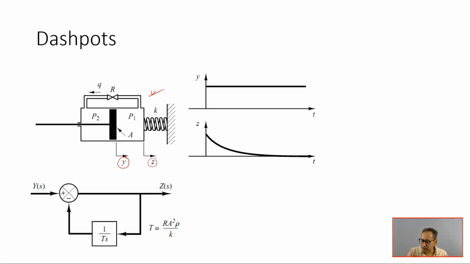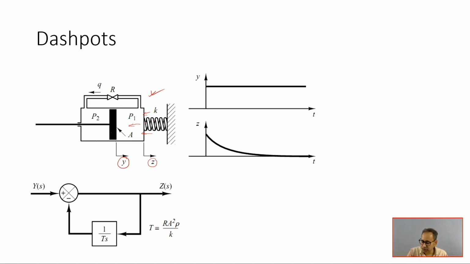But as time proceeds, there will be some spring force acting here, that is the restoring force of the spring. So due to the spring force acting at this particular side, this cylinder will be displaced to this side. So why will this cylinder be displaced? Because this pressure P1 is higher.